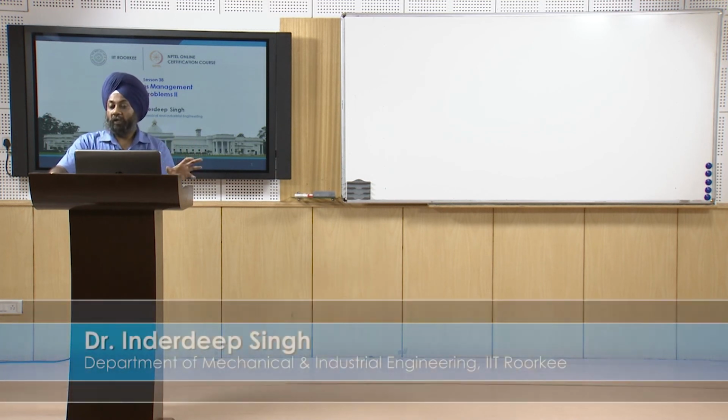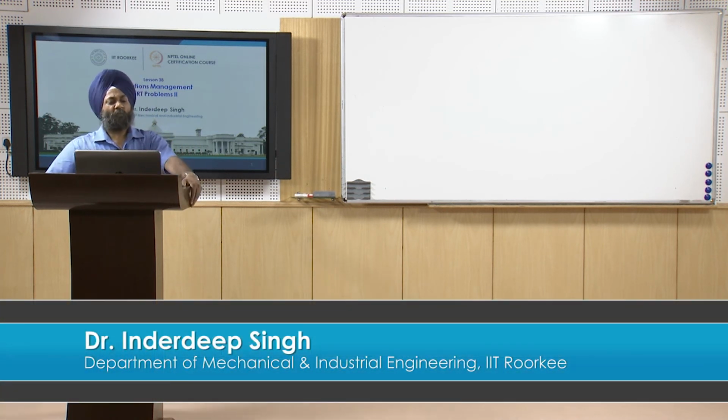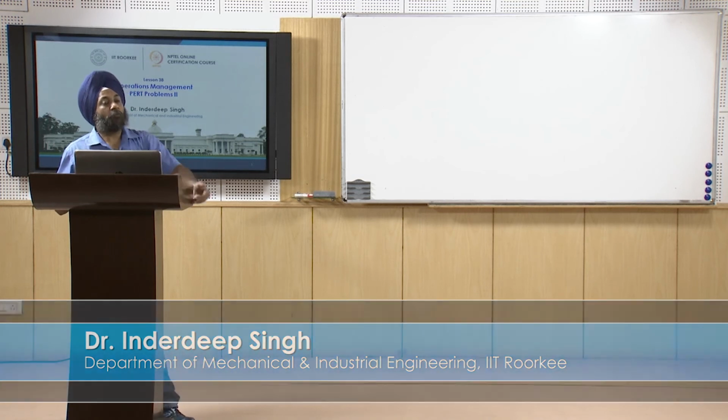By now, I think looking at the information available, most of you might have been able to draw the network. Once we are able to construct the network, as is clear to all of you, in case of PERT we have three time estimates. We have pessimistic time, most likely time and the optimistic time.